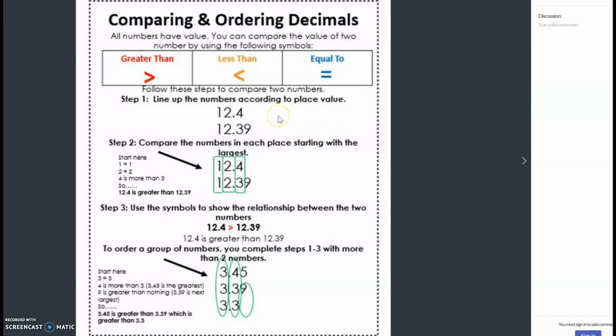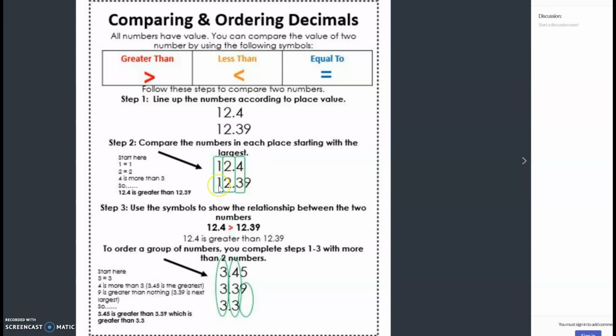When you're looking at decimals and you're comparing them, you're going to have to go digit by digit. So the best way to do this is to line the numbers up according to place value. So the first number is 12 and 4/10. And then I have 12 and 39 hundredths, okay? So in order to compare them, I'm going to write them out. So I have 12 and 4/10 and 12 and 39 hundredths. And then I'm going to go digit by digit.